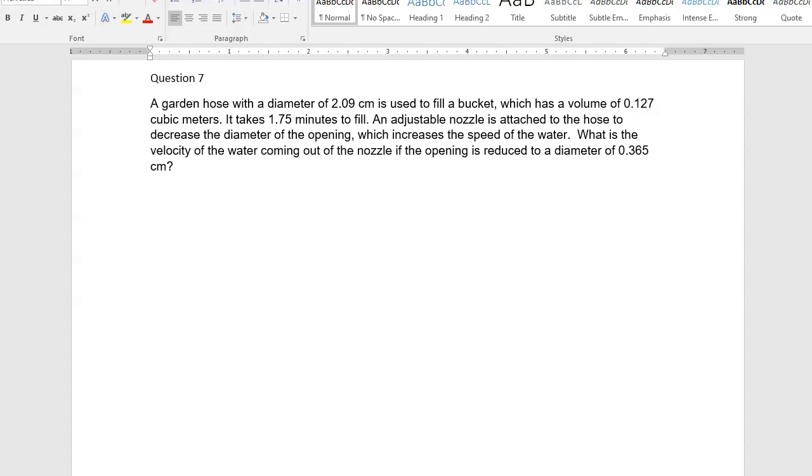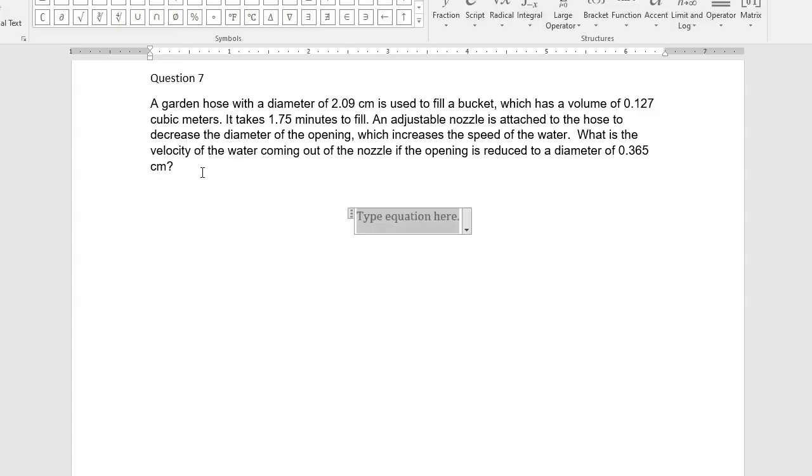All right, now you have a garden hose. You've got the diameter of the hose. You've got the rate at which it fills a bucket. And so this first part, where we're looking for the flow rate and the velocity, is just like problem 6. All right, so the first part of this, our flow rate is volume over time. Well, we've got the volume and we've got the time, right?